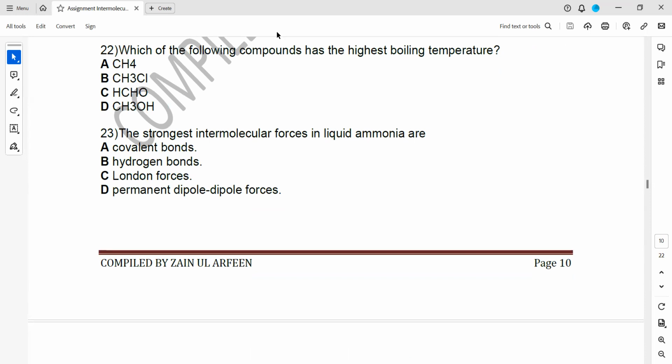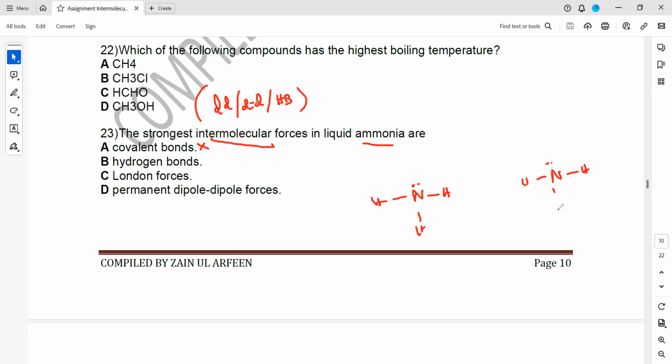The strongest intermolecular force in liquid ammonia is... Covalent bonds are not intermolecular forces. Remember, intermolecular forces can be dipole-dipole, dipole-induced dipole, or a hydrogen bond. These are the three intermolecular forces. A covalent bond is not an intermolecular force. So, which force exists in ammonia? Remember one thing: when hydrogen is bonded to the most electronegative elements such as nitrogen, oxygen, or fluorine, it will form a hydrogen bond. So which kind of force exists? That is a hydrogen bond.